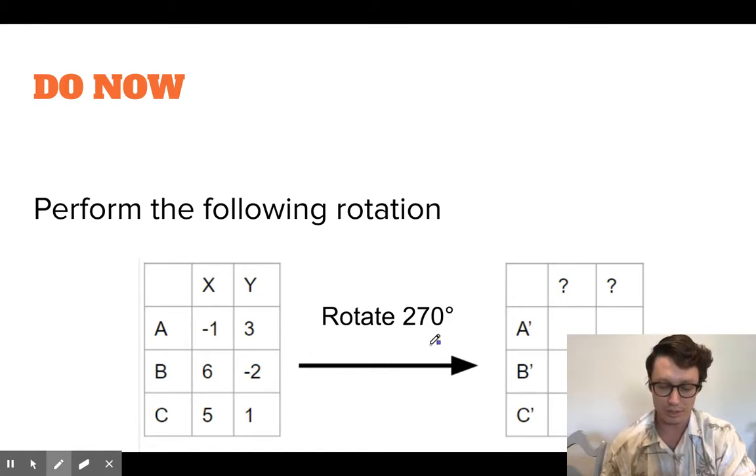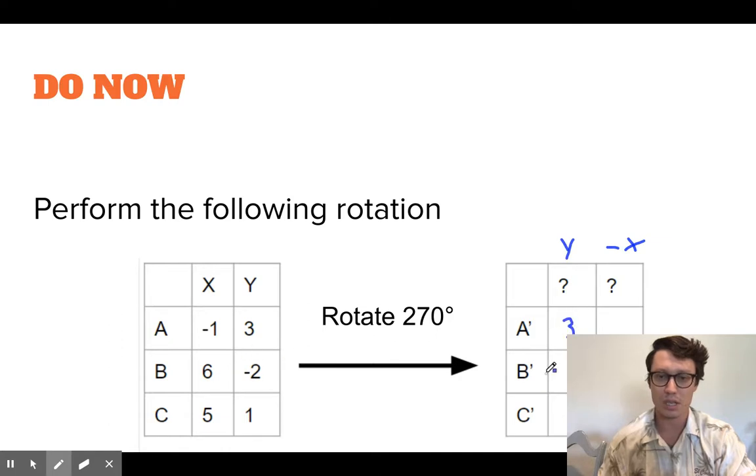Okay, rotate 270 degrees. If you look in your notes, you see that the rule is (x, y) changes to (y, -x), right? So you're going to switch the numbers and you're also going to change the original x sign. Your y numbers are going first, and nothing changes. You keep them the same. So 3 stays 3, -2 stays -2, 1 stays 1. Negative x, right? Our x numbers are going to change sign. So -1 becomes +1, +6 becomes -6, +5 becomes -5.